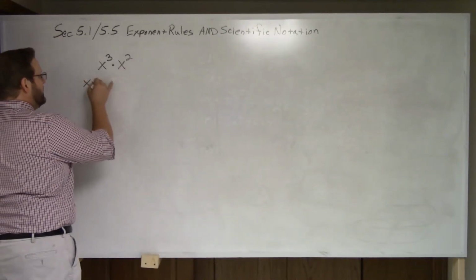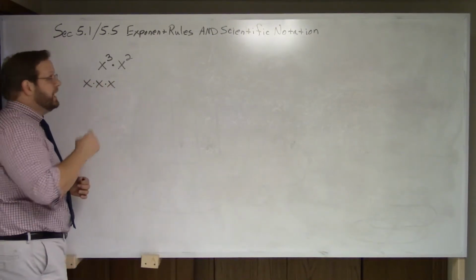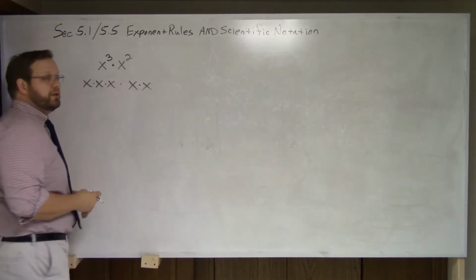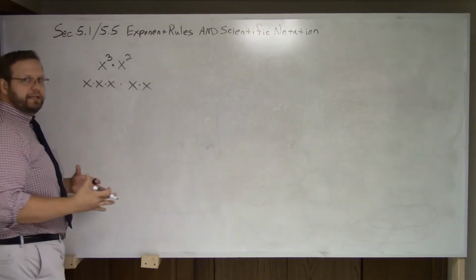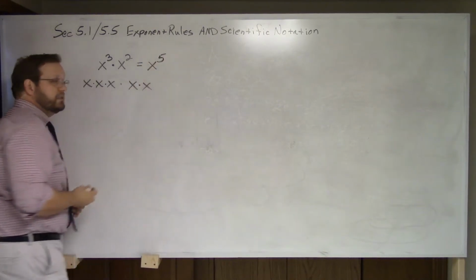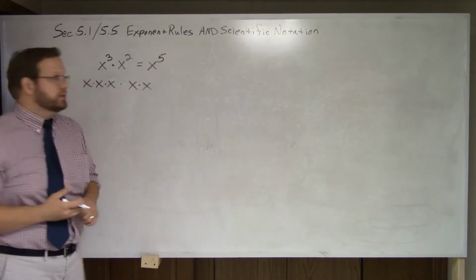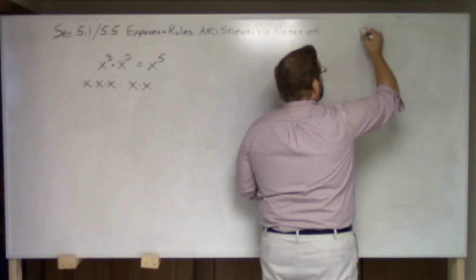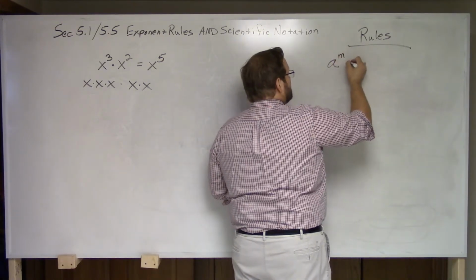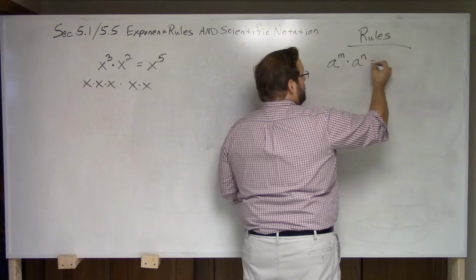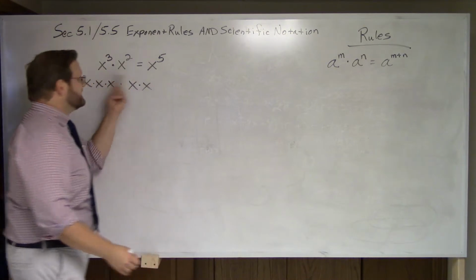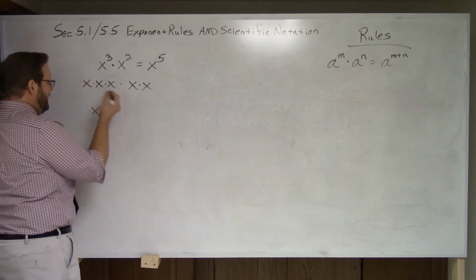X cubed is x times x times x. X squared is x times x. And then we were multiplying all that together in the first place. So what are we really multiplying in this case? We're multiplying 5 x's. So all this is an x to the 5th. So what did we do with those exponents? Here are your rules: whenever we have a base times the same base, we would simply add the exponents.